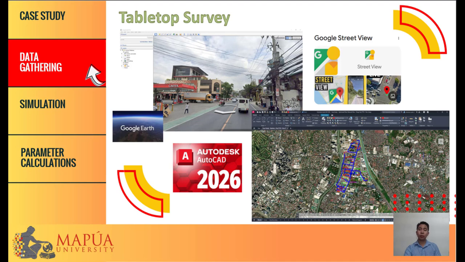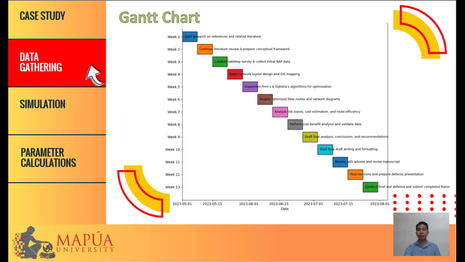A tabletop survey was carried out utilizing Google Maps, Google Earth, and Google Street View to precisely identify the locations and assess the conditions of existing utility poles. The collected data was then digitized and used in AutoCAD for drafting and designing the fiber network layout. Key parameters obtained include cable distance, node positioning, splitter setup, and projected deployment costs.